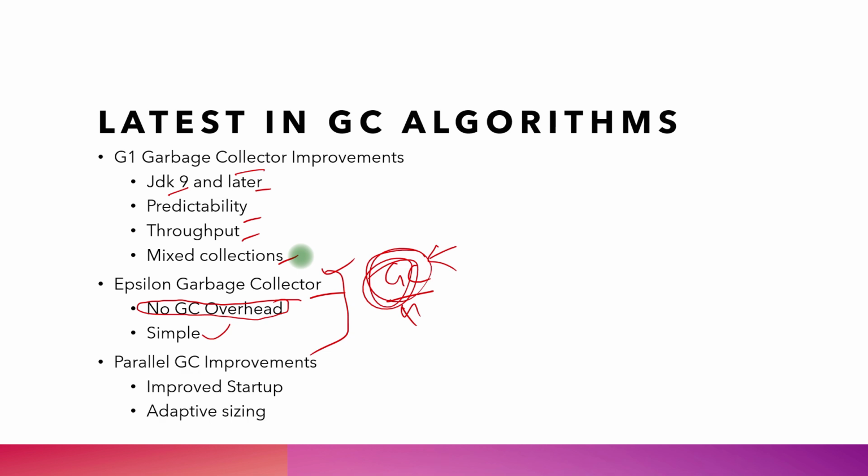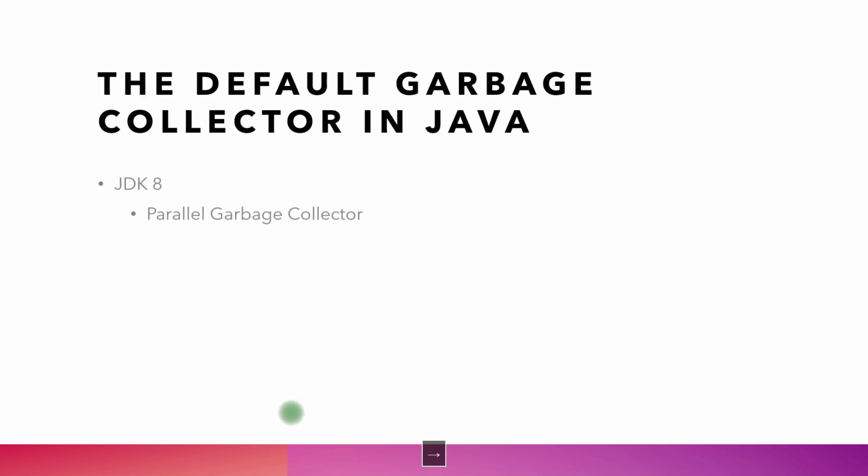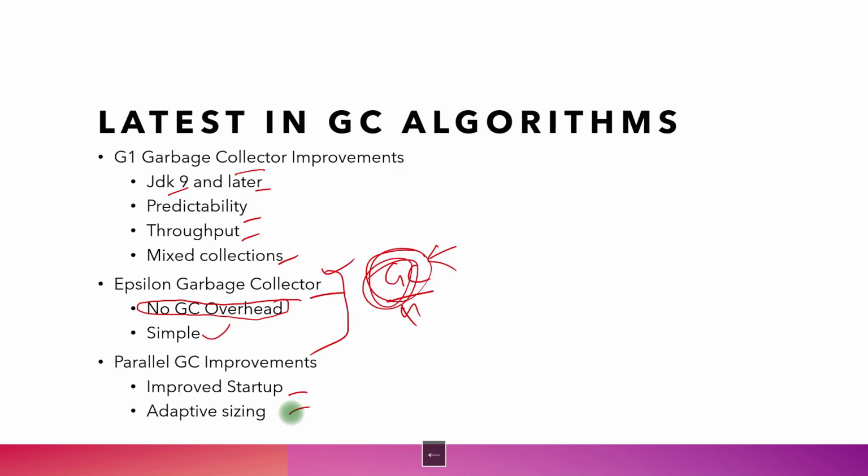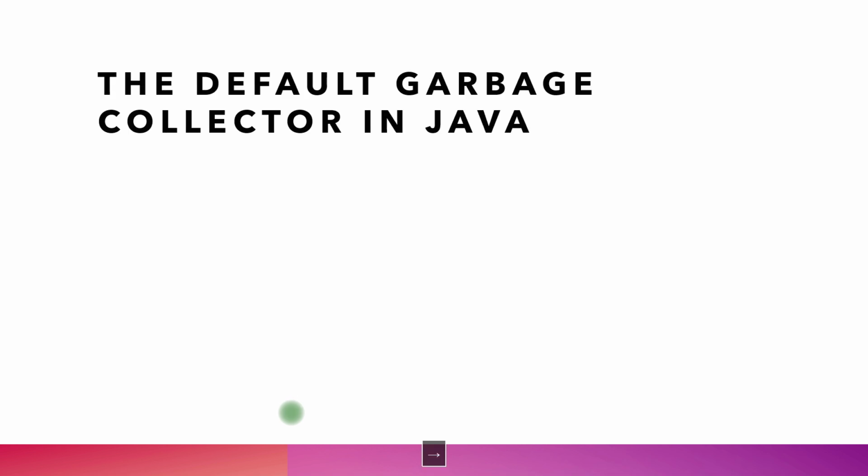Parallel GC improvements. These are the improvements that happened, like the parallel garbage collection algorithm, improved startup time, and adaptability in size. Okay, so these are the things that happened in the latest garbage collection algorithms. And what is the default garbage collector in Java? This is a very good question.